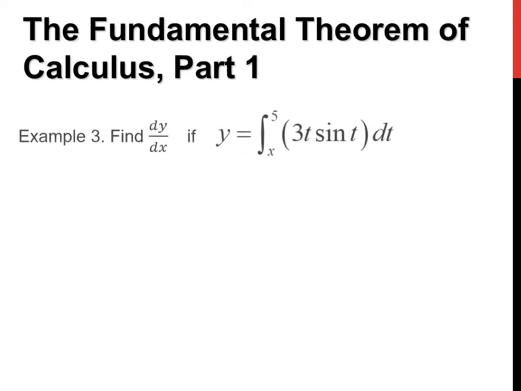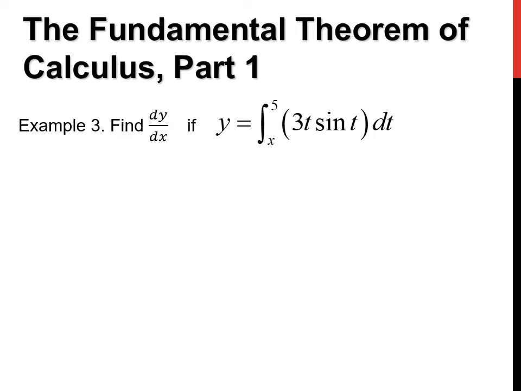Okay. In the third example, we are asked to find the derivative of the function y is equal to the integral from x to 5 of 3t sine t dt. As you can see from this integral, the order of the limits of integration is such that the variable is in the lower limit and the constant 5 in the upper limit. But in the statement of the fundamental theorem of calculus part 1, the constant should be in the lower limit and the variable should be in the upper limit.